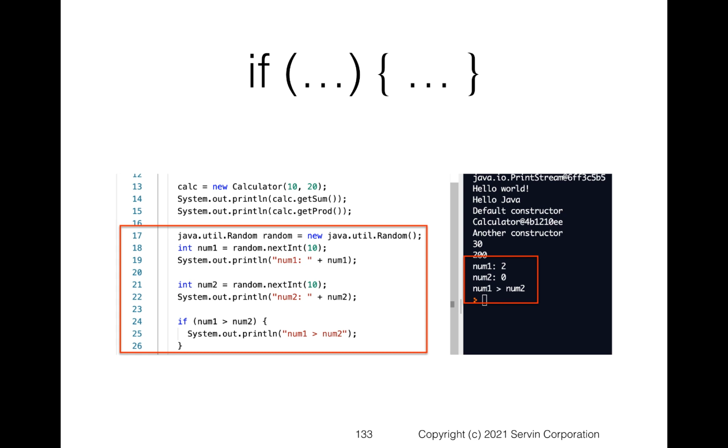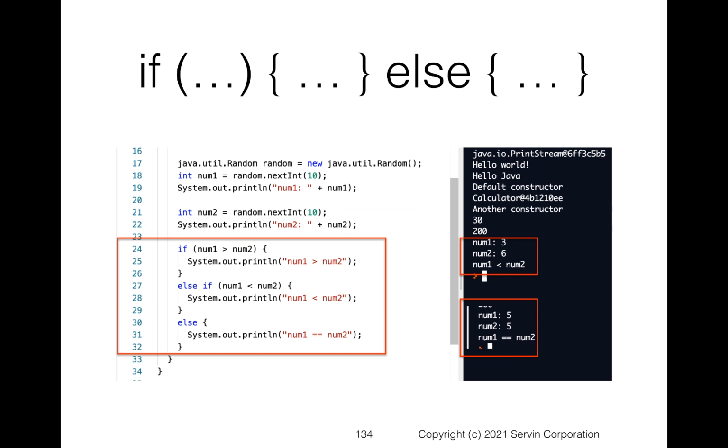So we see what num1 is. Also at line 21, we do random.nextInt again, and we get a second integer. And at line 24, we check. We say if num1 is greater than num2, and we would print out if it is greater. So that's a good example of using a single if statement. You can also use an if-else.